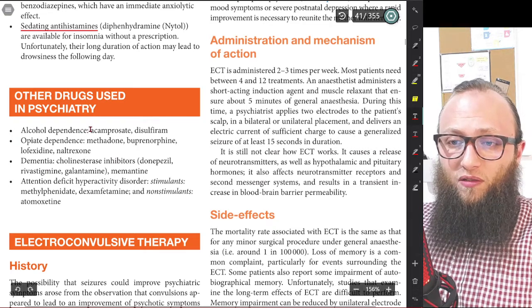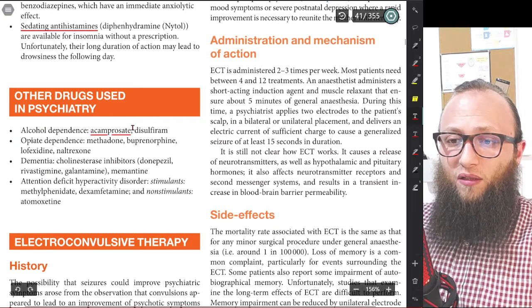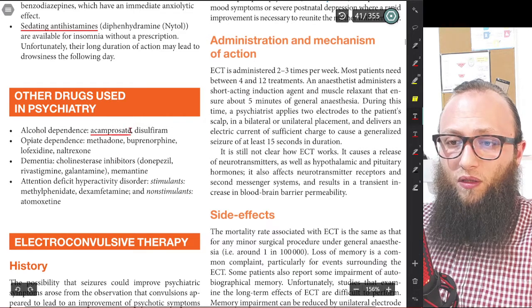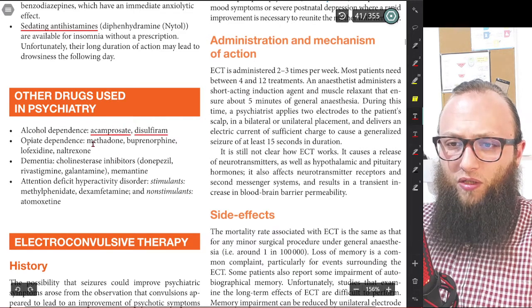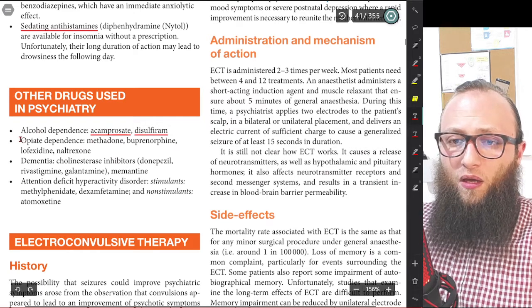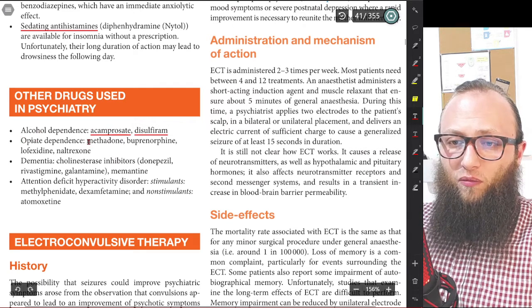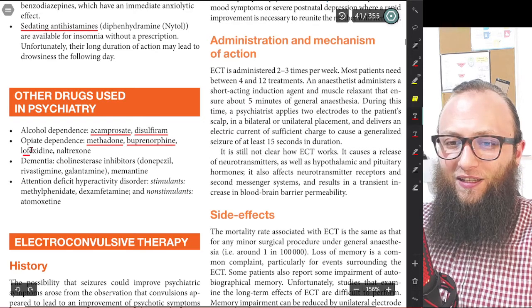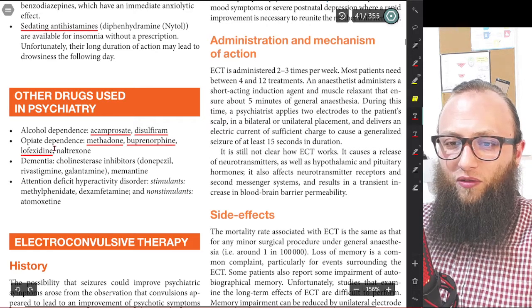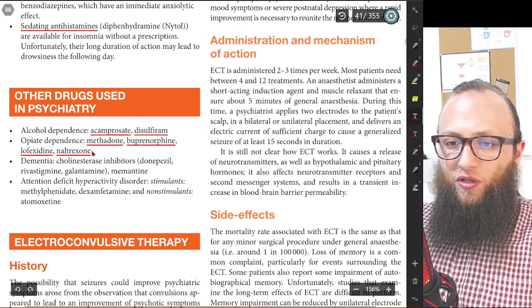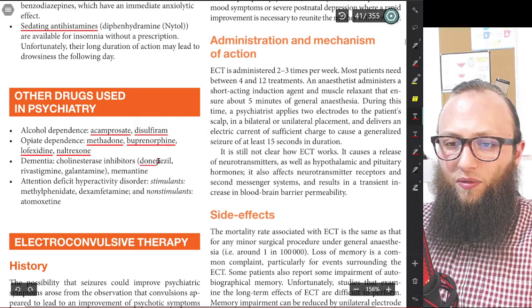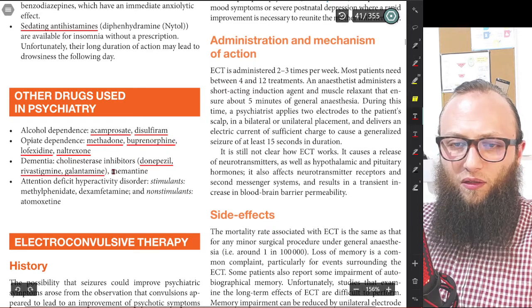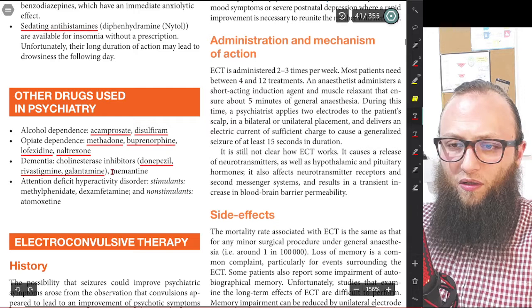For alcohol dependence, we use acamprosate and disulfiram. We actually use also naltrexone. For opioid dependence, we use methadone, buprenorphine, lofexidine, and naltrexone. For dementia, we use cholinesterase inhibitors like donepezil, rivastigmine, and galantamine, with NMDA antagonists. These are memantine.